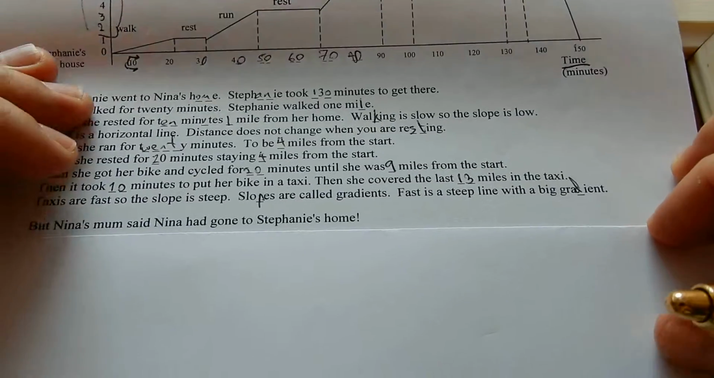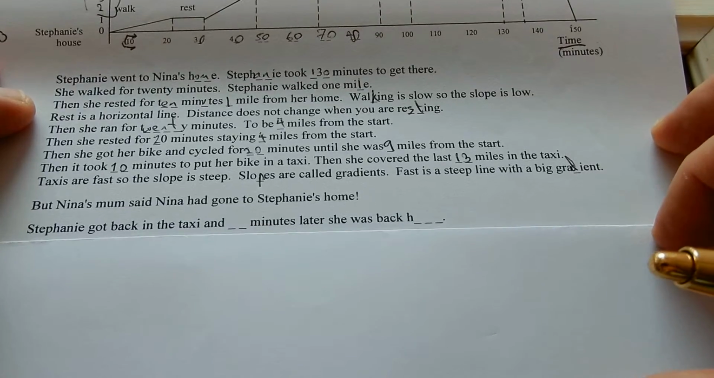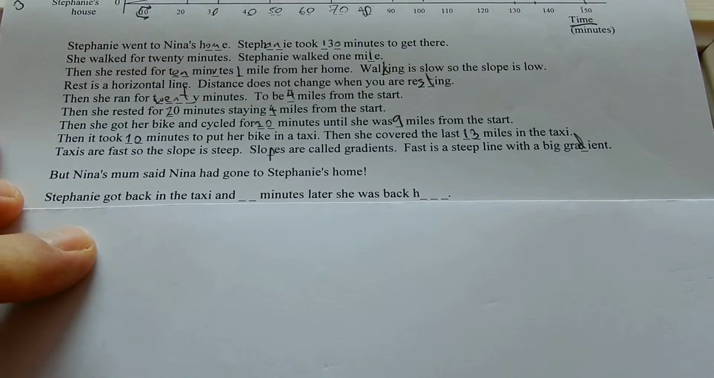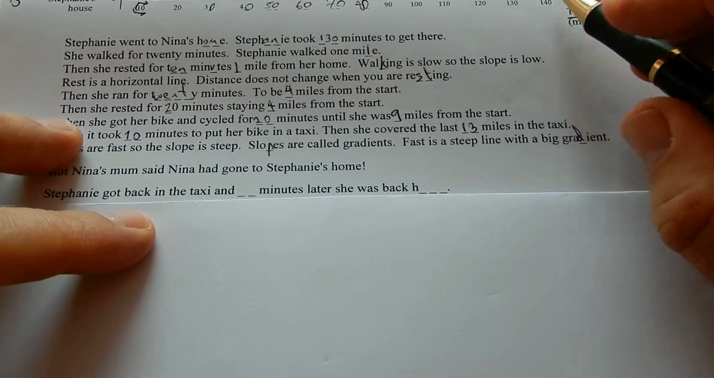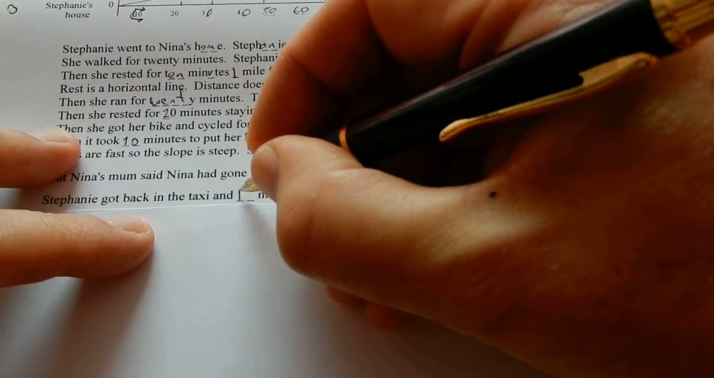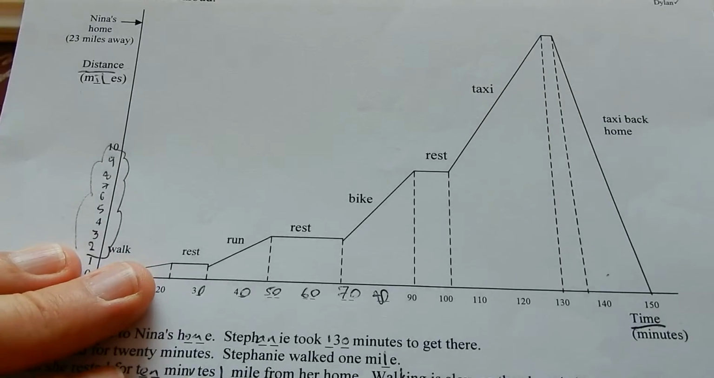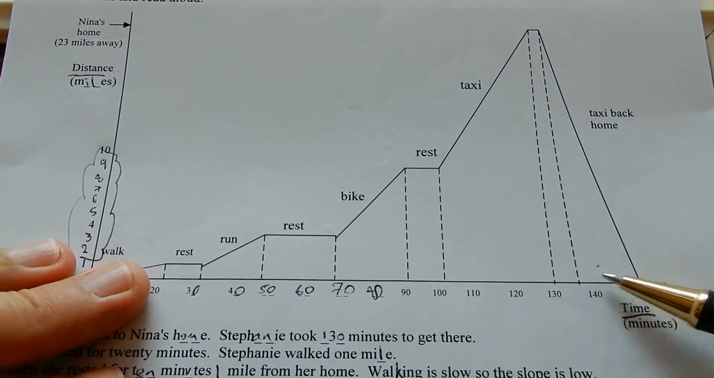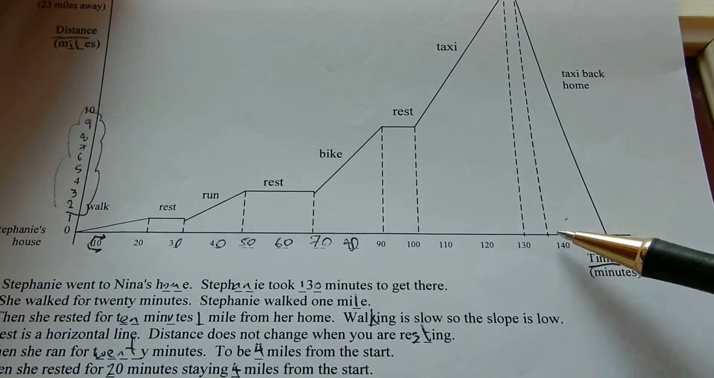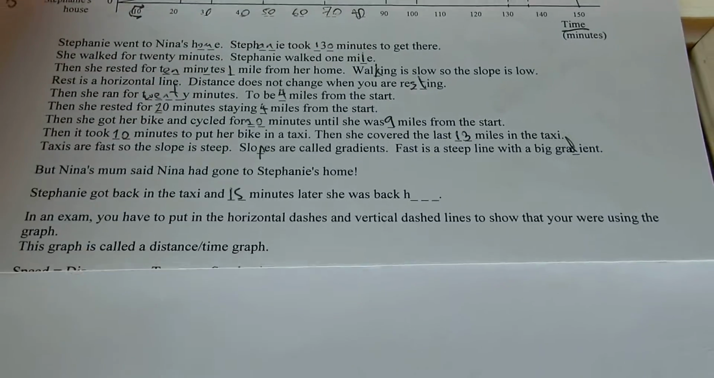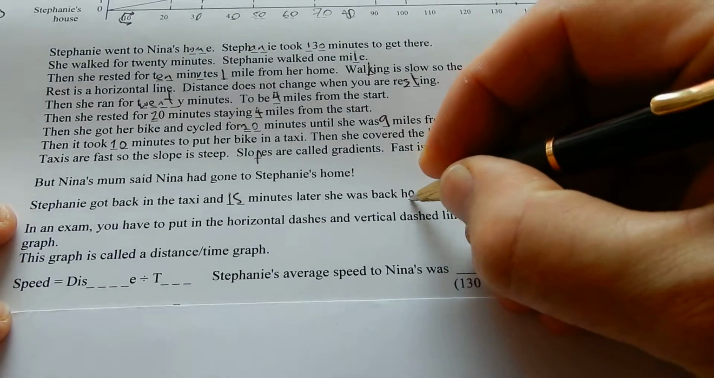But Nina's mum said Nina had gone to Stephanie's home. Oh, should have phoned. Stephanie got back in the taxi, and how many minutes later? 15 minutes later? Hold on, let me show you that. The taxi ride took from 35 to 50, which is 15 minutes. Easiest way is just go 10, 15. 15 minutes to get back home.